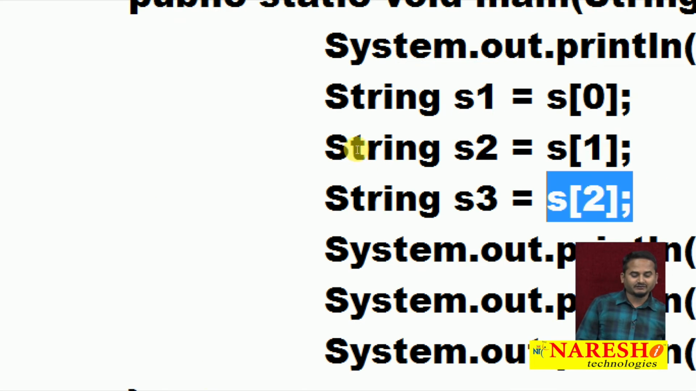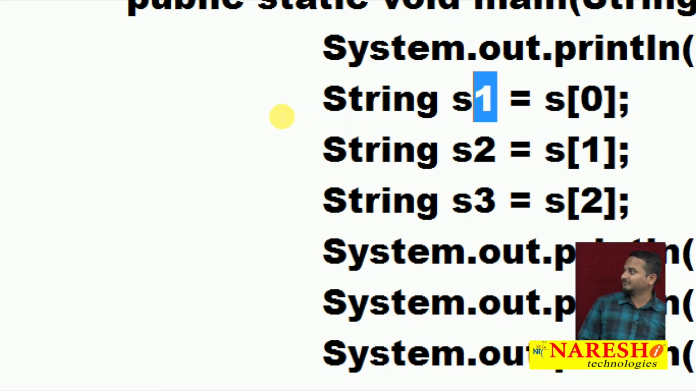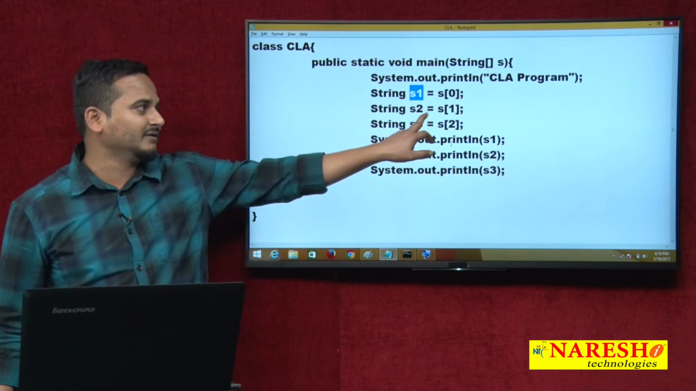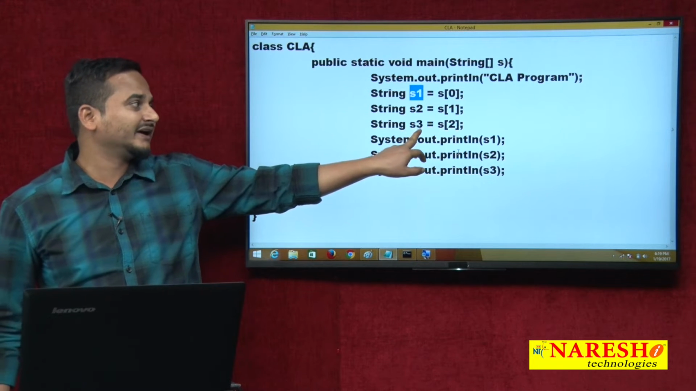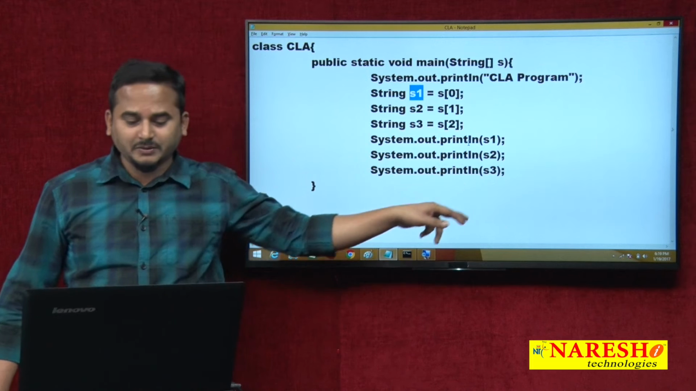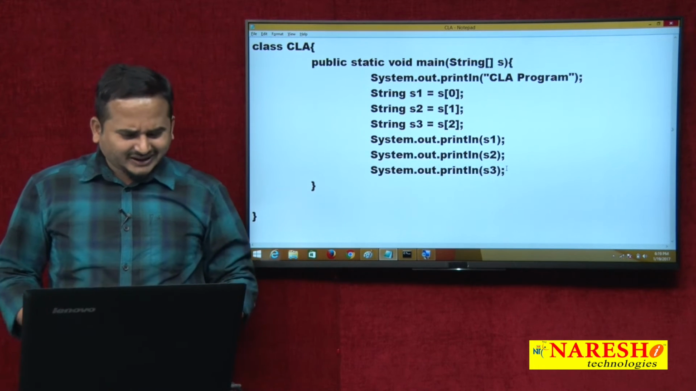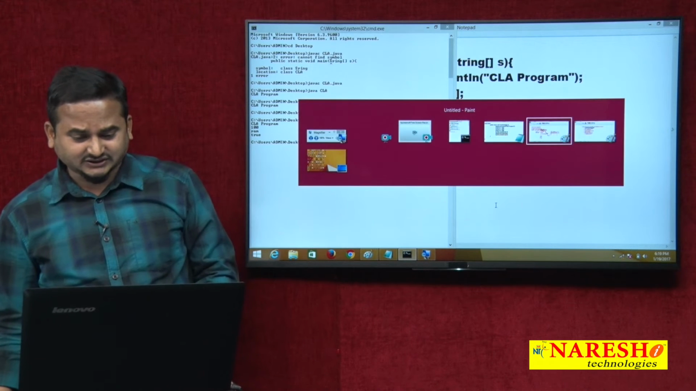S of 2. After that what am I doing? Whatever value we have in S of 0, that value I placed into where here? s1. Whatever value we have in S of 1, I placed into where? s2. As usual, the S of 2 value I placed into where? s3. And finally, I am going to print the data on the console. Yes. So, every time, not only sending 100, RAM, and false, what is our concept?